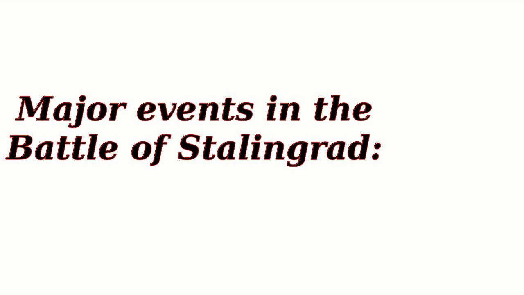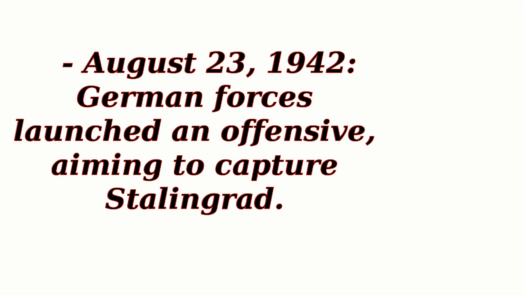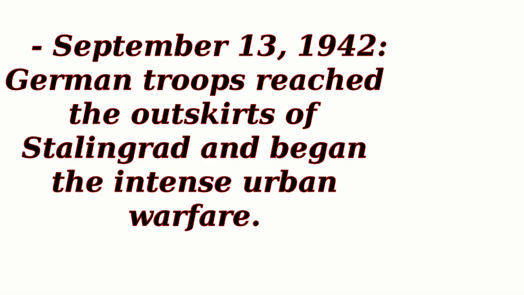Major events in the Battle of Stalingrad. 1. German advance. August 23, 1942, German forces launched an offensive aiming to capture Stalingrad. September 13, 1942, German troops reached the outskirts of Stalingrad and began the intense urban warfare.